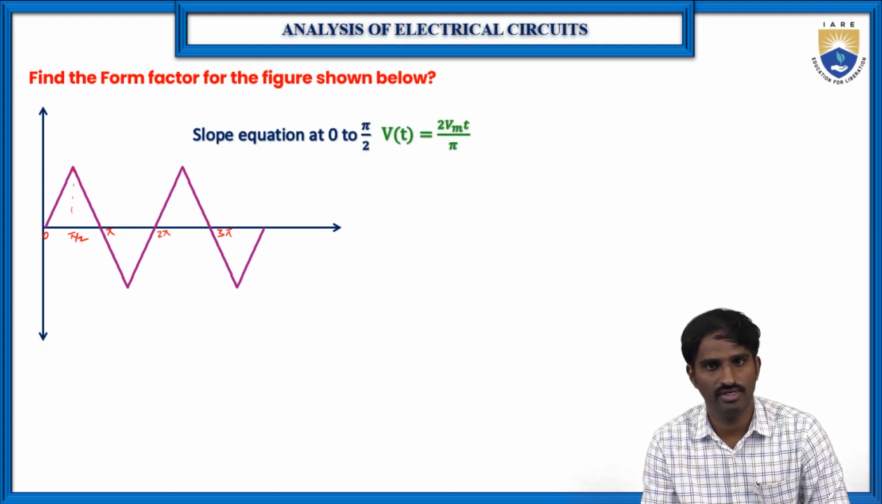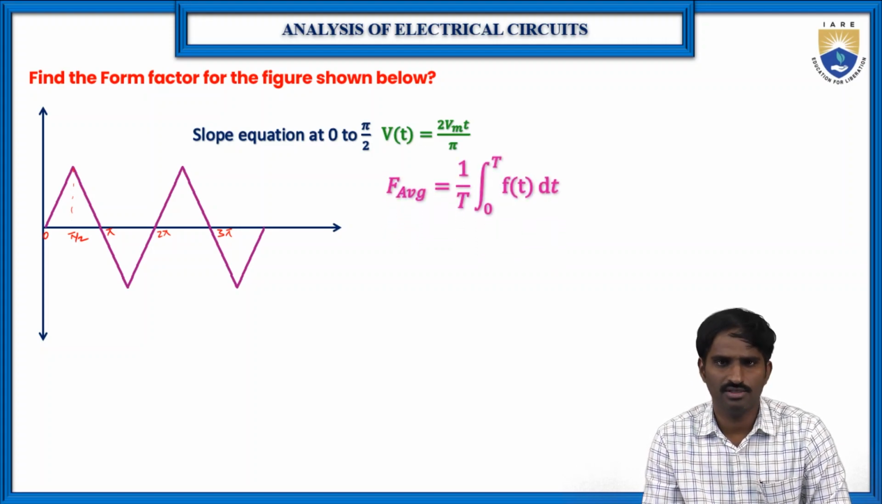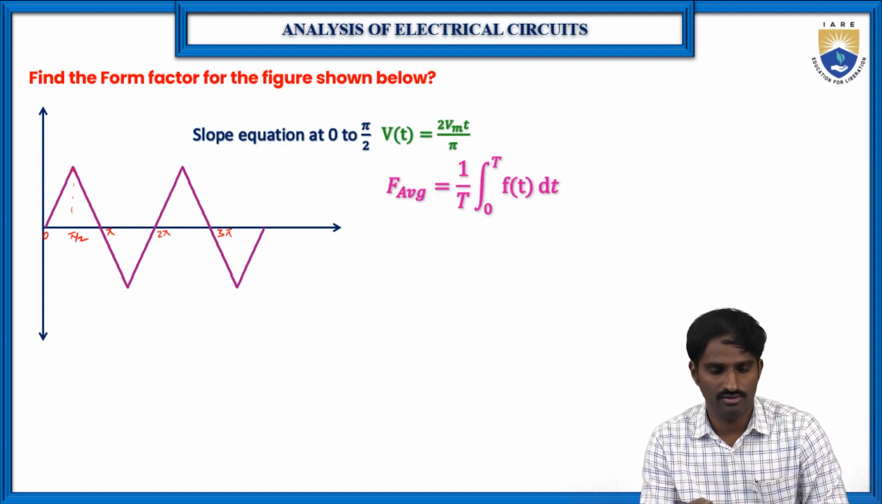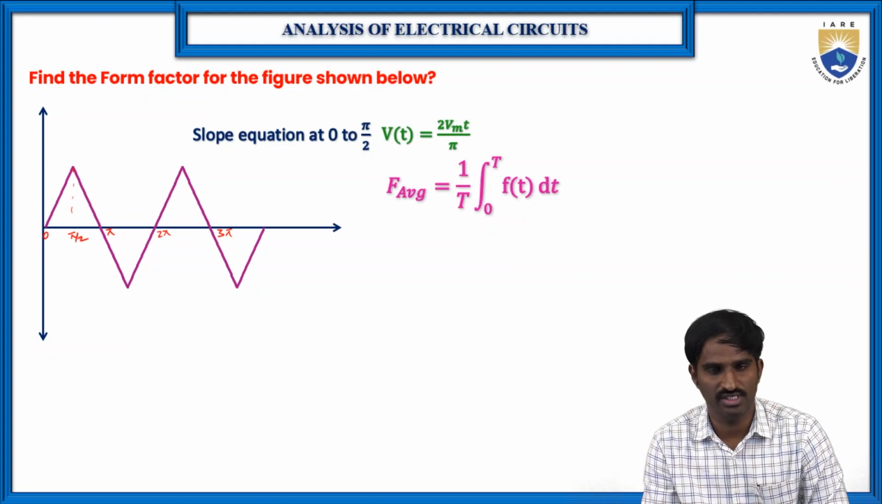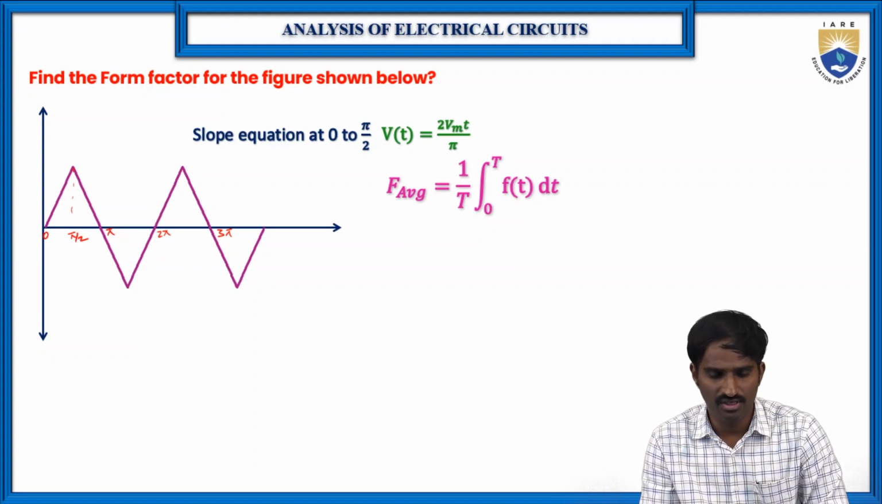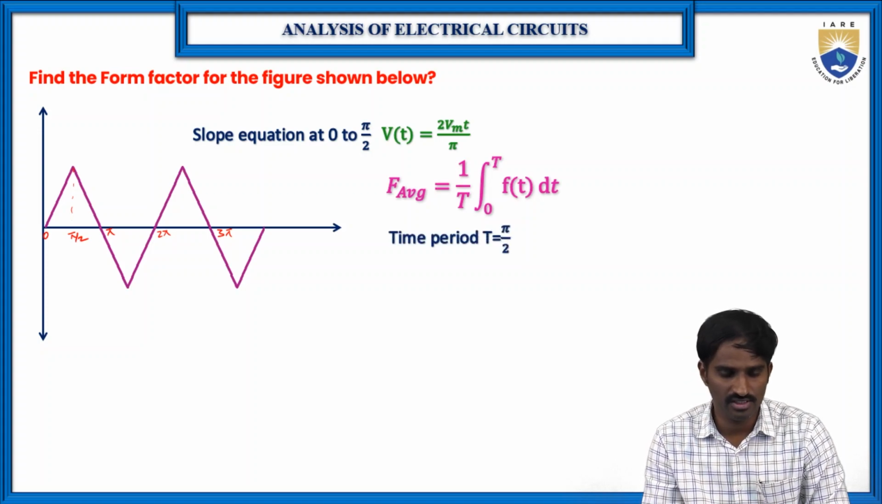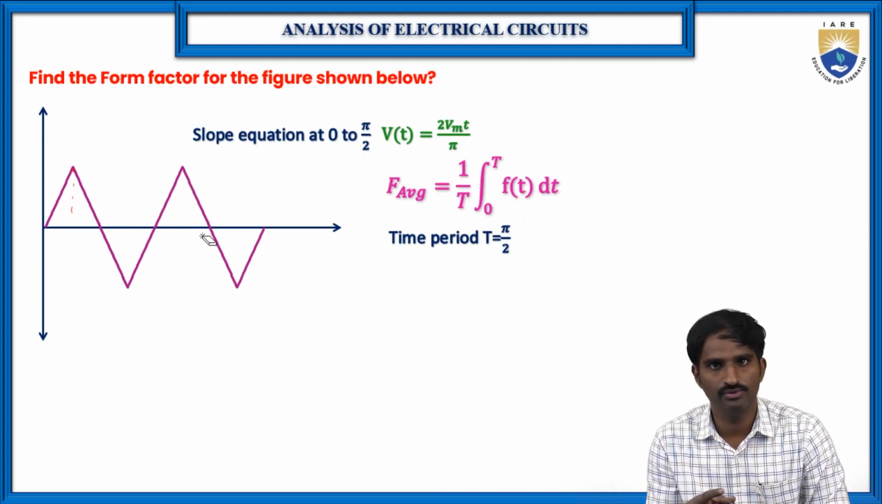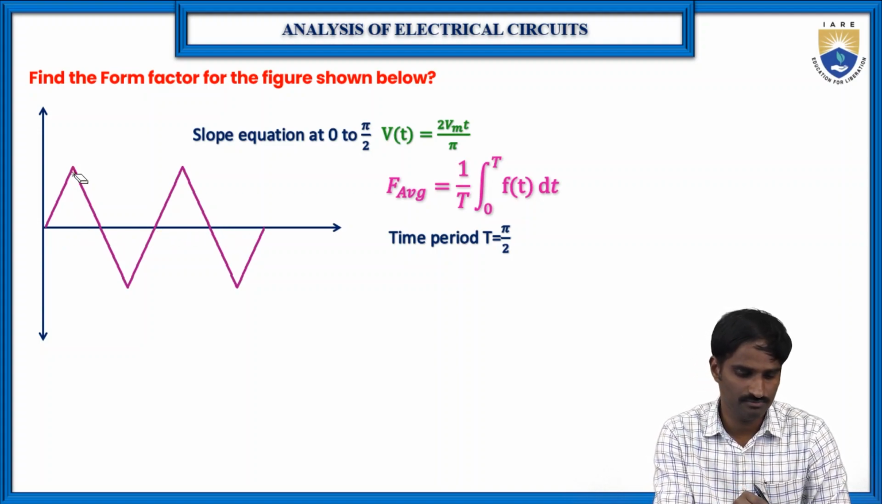The same way here you can find that v of t is equal to 2 Vm t by pi. As we know the slope m is y2 minus y1 by x2 minus x1, and by using that we can find y is equal to mx plus c. Based on that we can find the equation for the given periodic waveform. Then the time period here is pi by 2, because after pi by 2 it is repeating the same value.